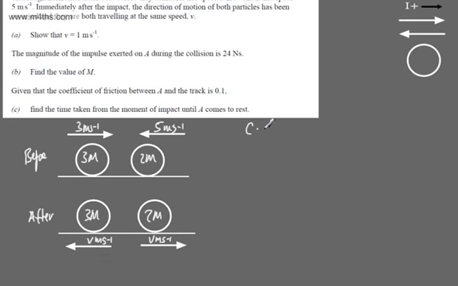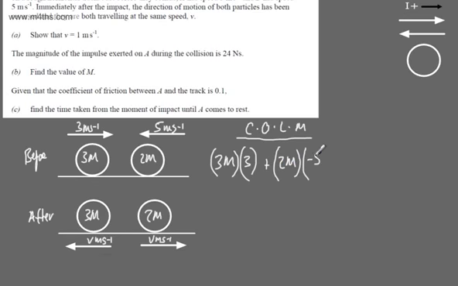So we can state the conservation of linear momentum, and we've looked at this in previous videos. The total momentum prior to the collision will be the same as the total momentum after the collision. Momentum is given as mass times velocity. So if we consider before, we've got 3m, the mass of A, multiplied by the velocity, which is a positive quantity, and we'll take that to be 3. We add to that the momentum of B, which has a mass of 2m and a velocity of minus 5, as I've defined the direction A to B to be positive. We need to set this equal to the total momentum after the collision.